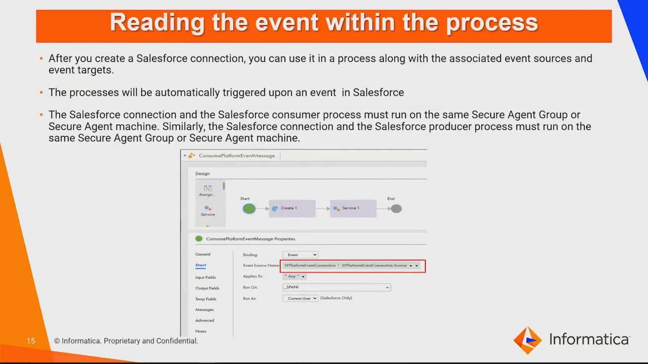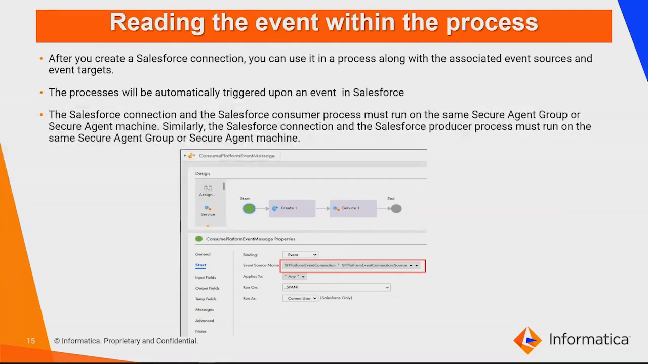Now that you have seen how to create a Salesforce platform event connection in cloud application integration, let us look at how one can read an event from Salesforce within an Informatica process. After you create a Salesforce connection, you can use it in the process along with the associated event sources and event targets. Process will be automatically triggered upon an event in Salesforce. The Salesforce connection and Salesforce consumer process must be run on the same secure agent group or secure agent. Similarly, the Salesforce connection and the Salesforce producer process must run on the same secure agent or secure agent group.